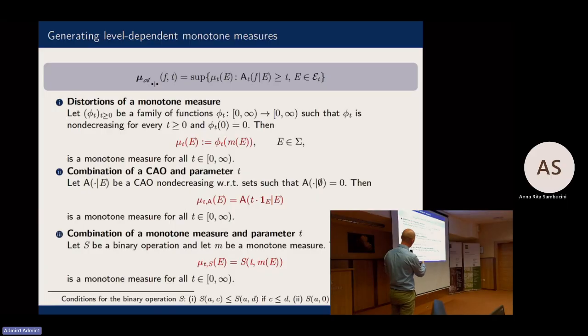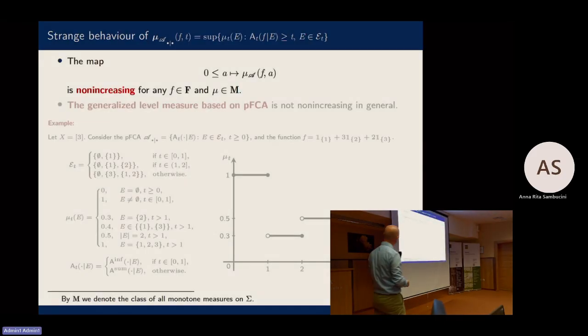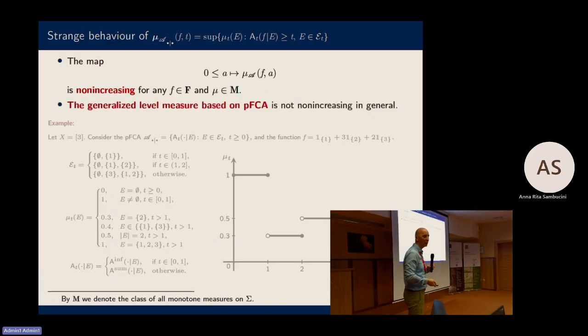Or the standard thing used by Radko in the theorem describing the semicopula-based integral using a Sugeno integral is to aggregate the value of the monotone measure and the parameter t using some aggregation, let's say a semicopula, and so on. There is strange behavior of this object, because in the non-parametric case the map is always non-increasing. It means the level measure is always non-increasing, and the generalized level measure in general is not.